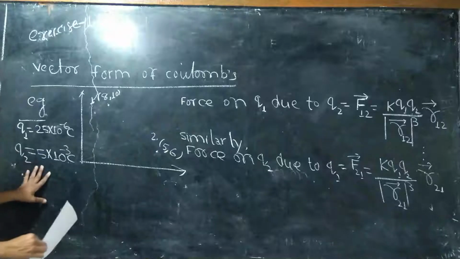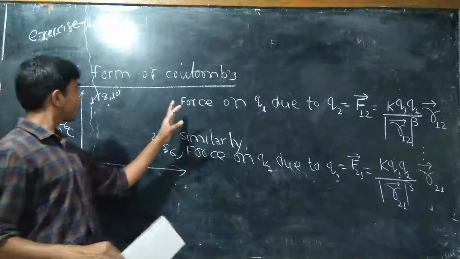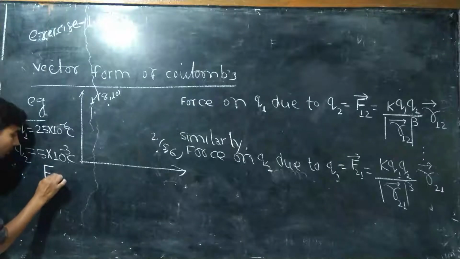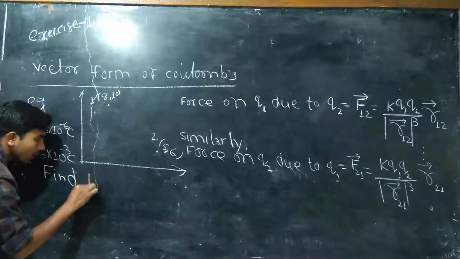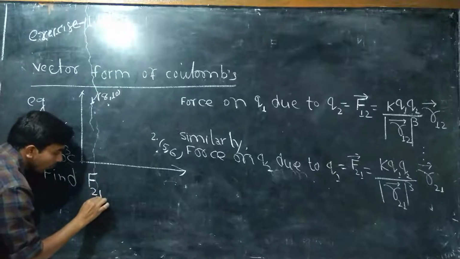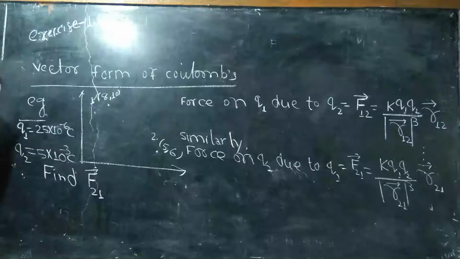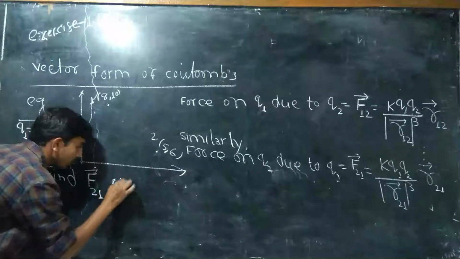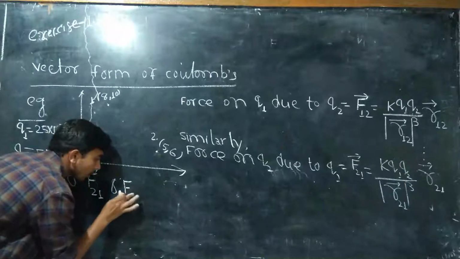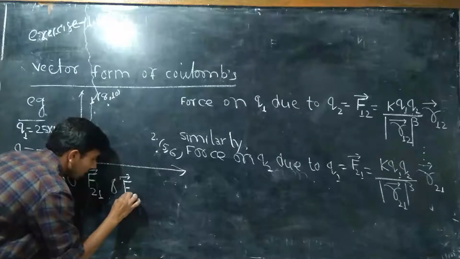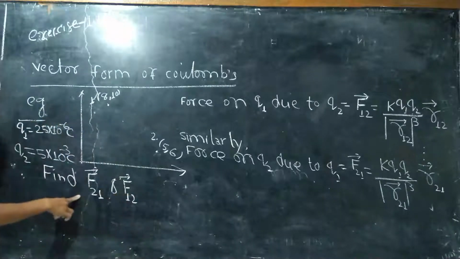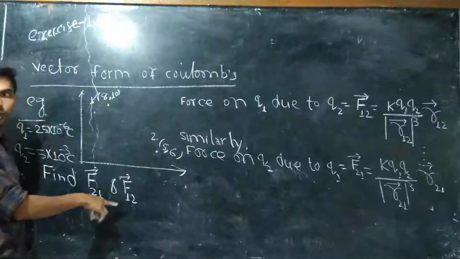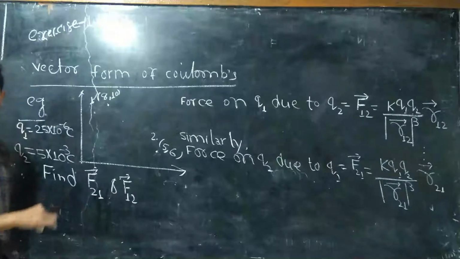So now we are going to find force. Two things we are going to find, right? These two things: F12 and F21. See, this is force on 2 due to 1 and this is force on 1 due to 2. These two things we are going to find, right?